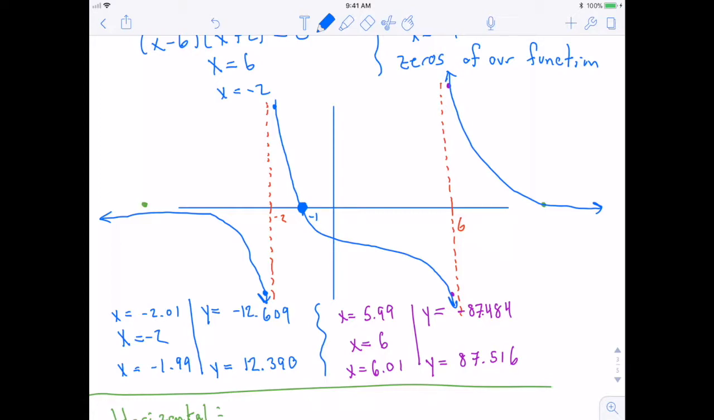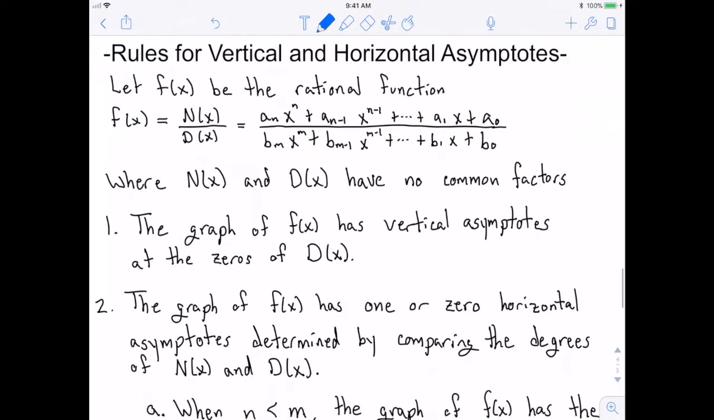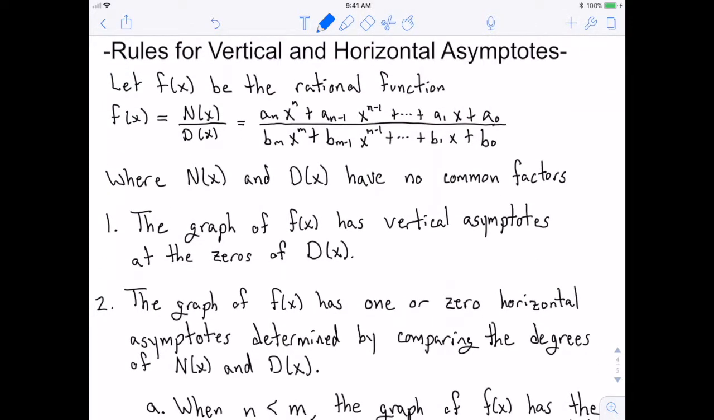These couple points completely determine what our graph's going to look like. Now, all of the details might not be there, but on the other hand, we at least have a very nice picture of what it should look like, and we can see how the vertical and the horizontal asymptotes are at play. So let's look at a couple rules here. We don't always need to plug in values for all of our asymptotes, and we can see pretty easily, especially for our horizontal asymptotes, what they're going to look like.